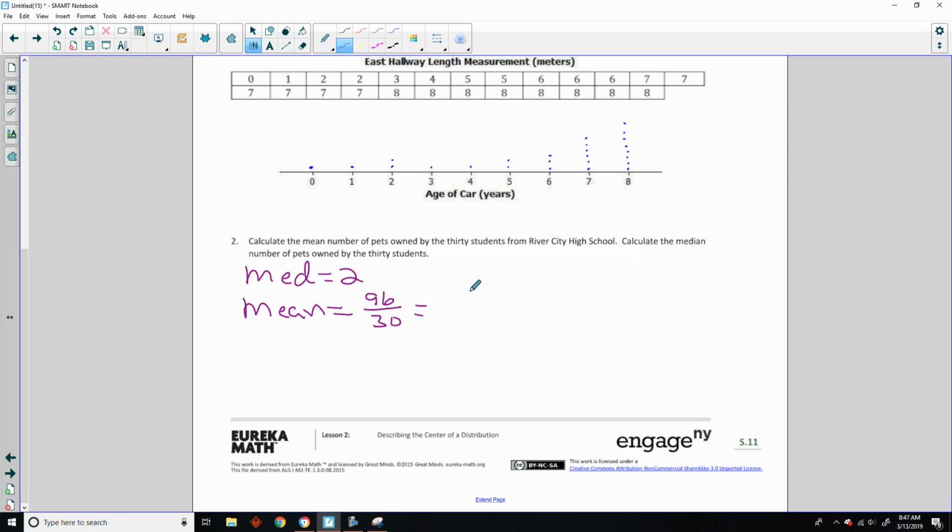Hey Siri, what's 96 divided by 30? 96 divided by 30 is 3.2.